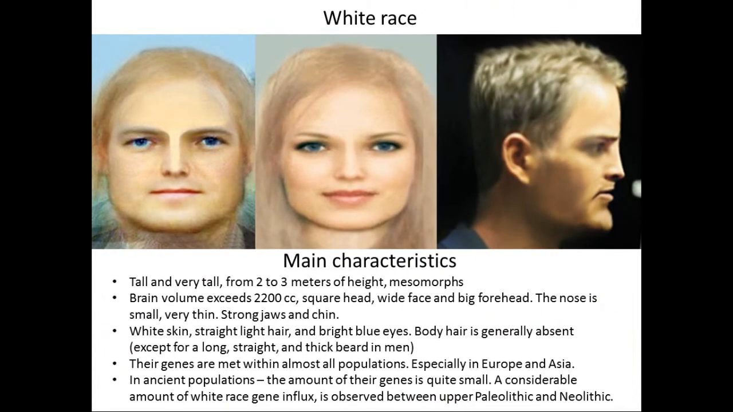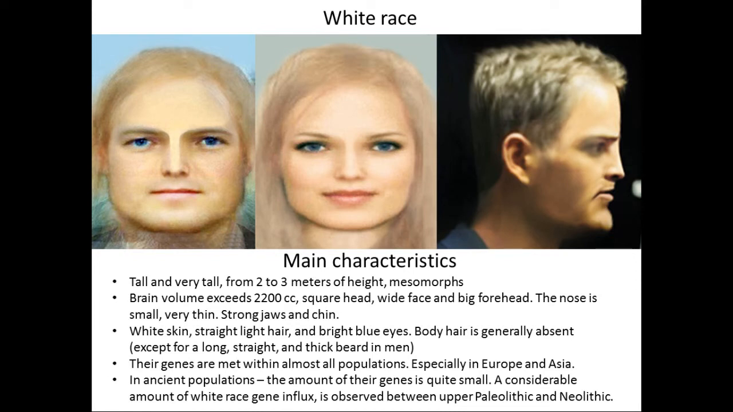The white race, race of giants, tall and very tall, from 2 to 3 meters of height, mesomorphs. Brain volume from 2200 cubic centimeters and more, square head, white face and big forehead. The nose is small, very thin, strong jaws and chin, white skin, straight light hair and bright blue eyes. Body hair is generally absent except for a long, straight and thick beard in men.